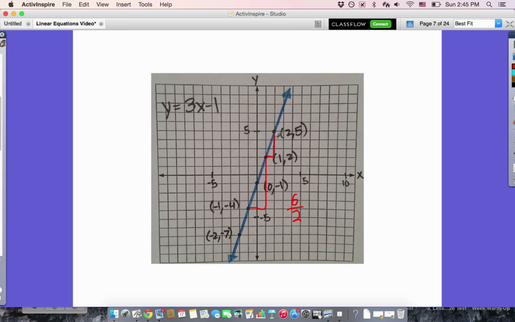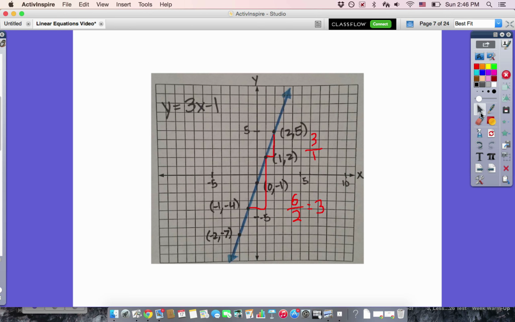Okay, and this slope triangle here tells us that y grows 3 for every 1 that x grows. Okay, and I want you to take a look at these two slopes. How does it relate to this equation right here? So we know that 6 divided by 2 is the same thing as 3. Okay, so how do these two slopes relate to our equation?